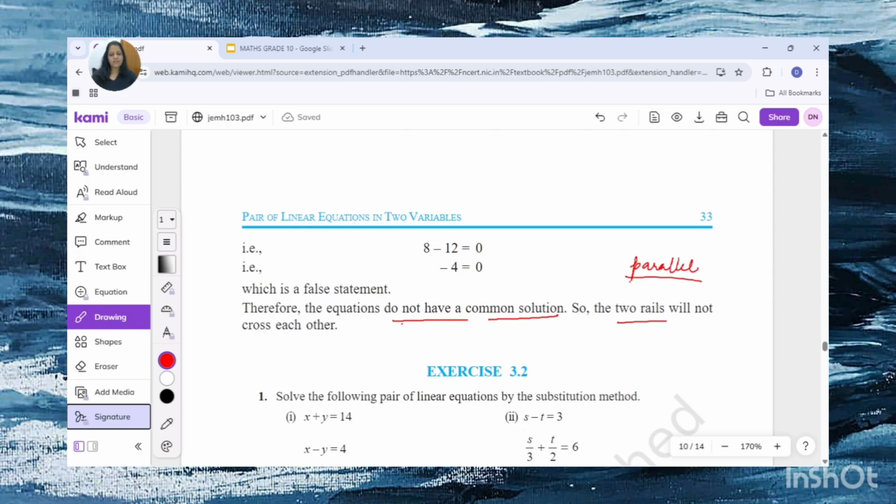Please do the examples of NCERT very nicely, because in boards sometimes they just change the values of the examples and they ask in the examination. Just go through all the examples properly.